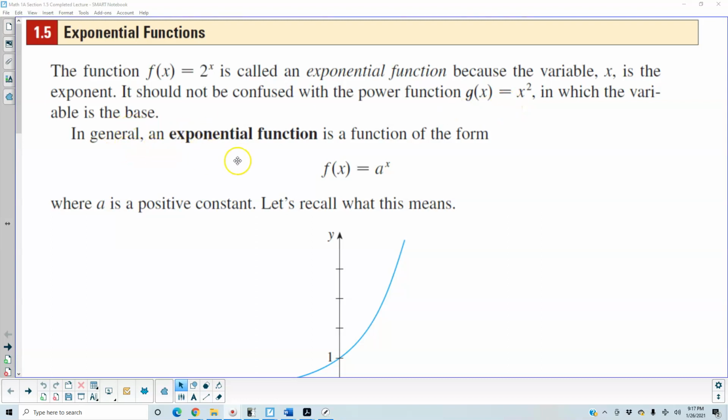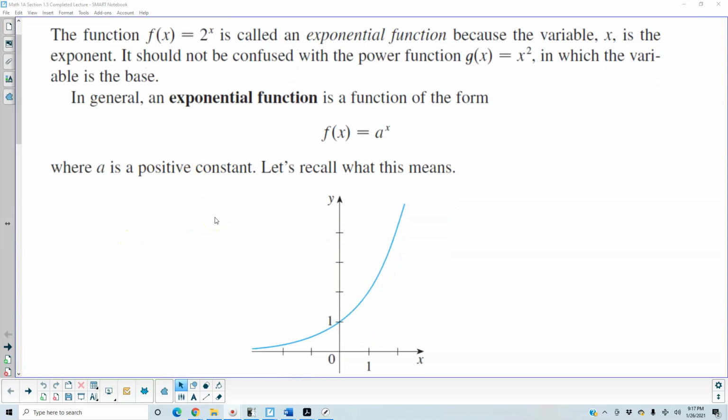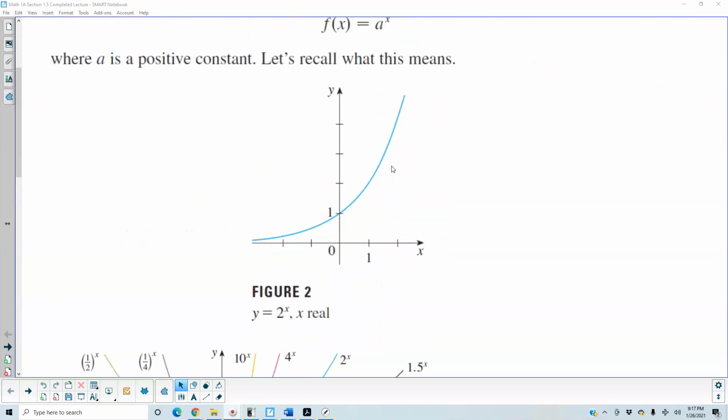In general, an exponential function is a function of the form f(x) = a^x, where a is a positive constant. Now let's recall what this means. Here's a graph of y = 2^x, where x is a real number. We can see that it's an increasing function. From left to right, it is increasing.